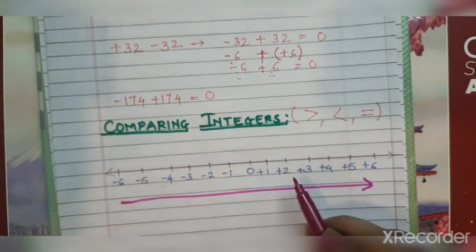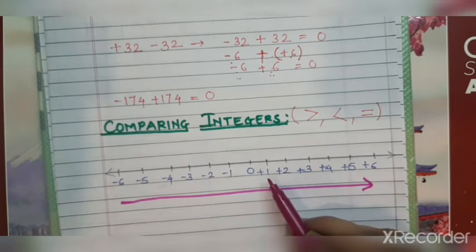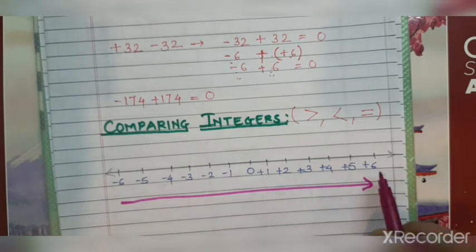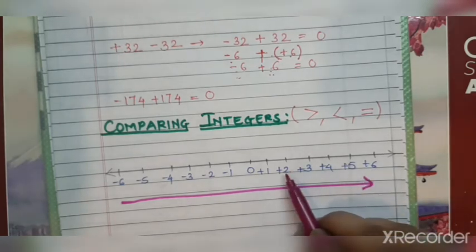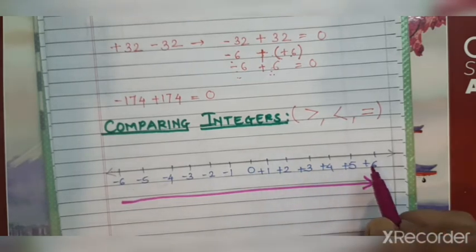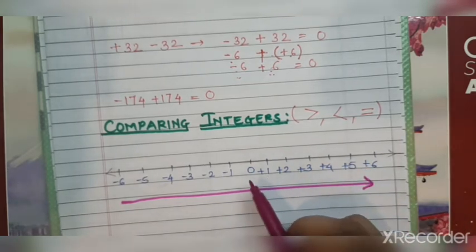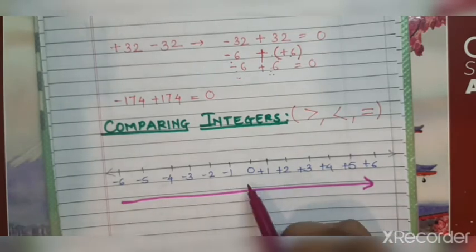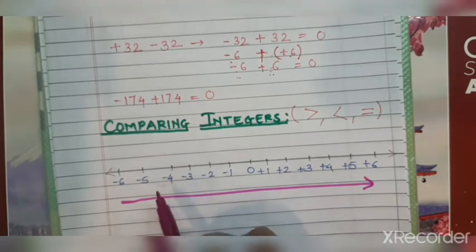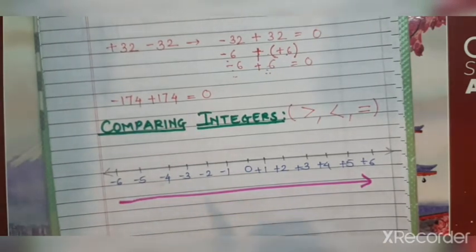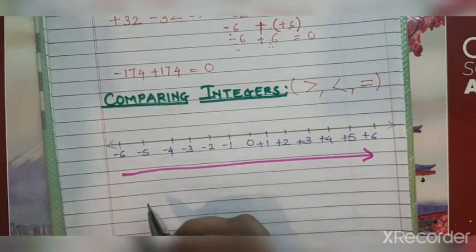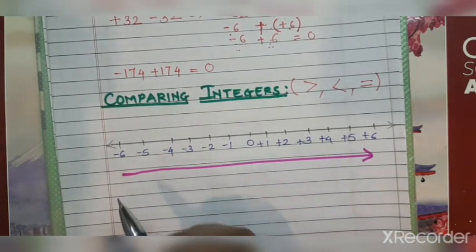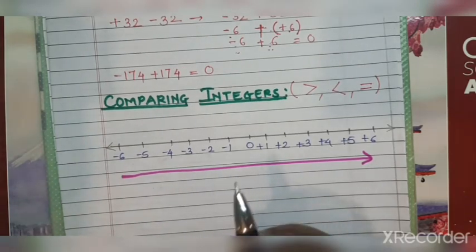We have always known that positive 2 is greater than positive 1, so the value is increasing. So naturally positive 6 is greater than positive 5. Positive 6 is greater than positive 2. We know these positive numbers. Or 1 is greater than 0, or 4 is greater than 0. But what happens when it comes to negative numbers? When we are studying the comparison of integers on the number line, the value goes on increasing from left to right.